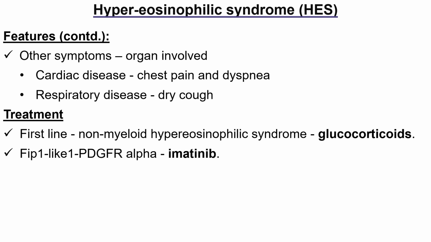The first line treatment for non-myeloid hypereosinophilic syndrome is glucocorticoids. For FIP1-like 1 PDGFR alpha positive disease, blockers in the form of imatinib are also used for the management of hypereosinophilic syndrome.